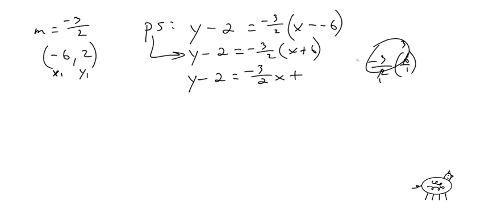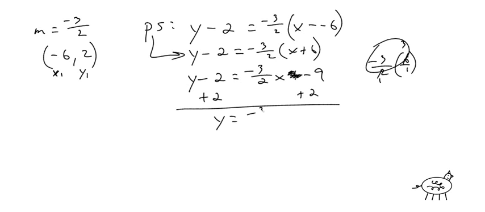Okay, so that's equal to negative 9. So let's get rid of that plus. It's minus 9. Okay, and then I'm going to add 2 to both sides. So y equals negative 3 halves x minus 7. And that's slope-intercept form.